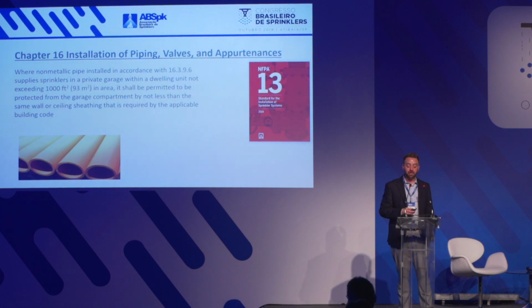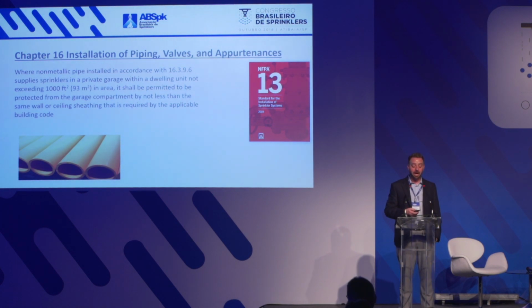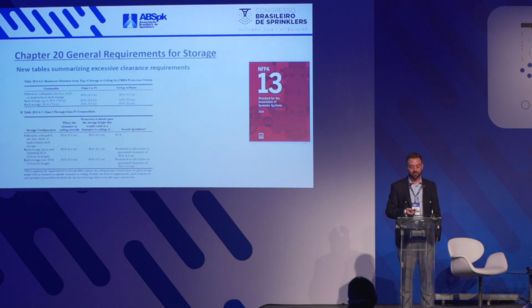Chapter 16, installation of piping and valves, it talks about CPVC in this area for private garages within a dwelling unit not exceeding 1,000 square feet. So smaller garages, you can extend the CPVC piping now out into those areas. Whereas in the past, once again, that was kind of left up to interpretation, usually to the authority having jurisdiction, whether they would allow that or not.